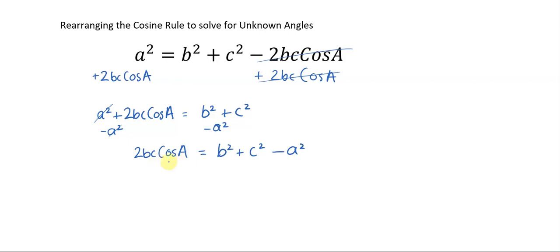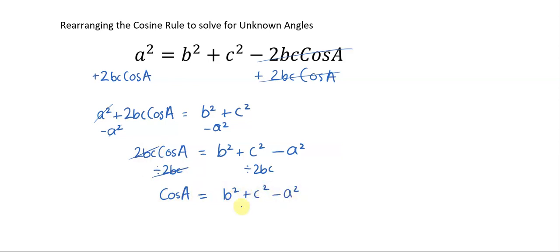We still need this cosine A term by itself. And you remember that when we don't have an operation written, that's really multiplication. So what this is is 2bc times cosine A. So we can divide both sides by 2bc. Or another way of writing that is as a fraction. So on the left-hand side, our division, 2bc will cancel. And we'll have cosine A equals b squared plus c squared minus a squared.